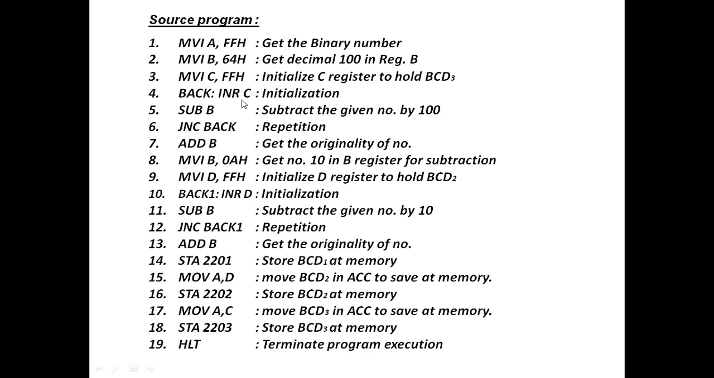It will go back. It will go 2 times, so C will become 2. So C will store BCD3. Similarly, we are getting 55 in the accumulator. 55 is subtracted with 10, because 10 is required to be stored in the B register, and so on. So in this way, this program will work.